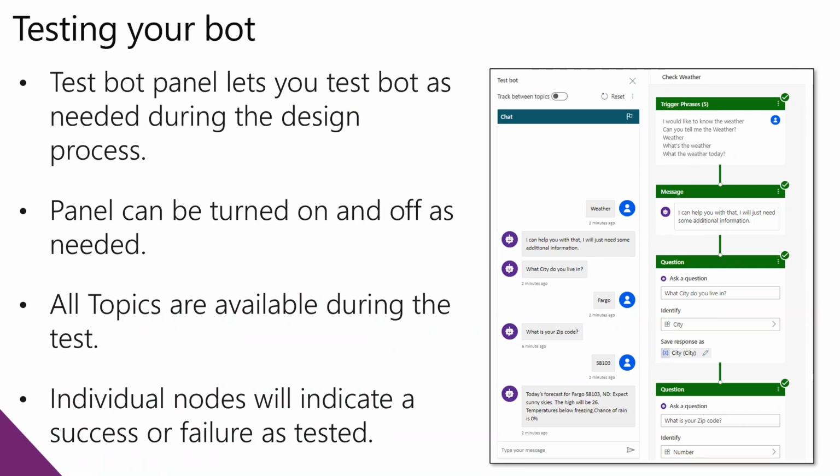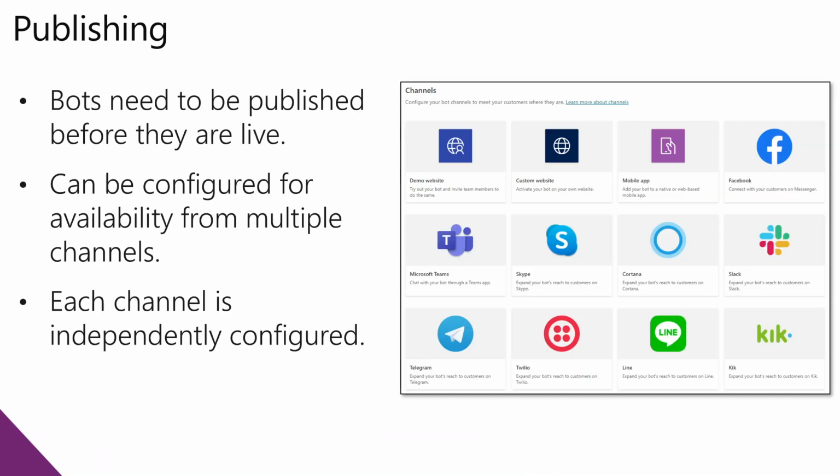There is a test bot panel right inside the interface, where you can build your topics in the authoring canvas and then test your bot. There is a toggle at the top called track between topics. As you're chatting in here, the canvas on the right hand side will dart around the different nodes and topics to show you exactly where you are in the conversation flow. It's really intuitive, really easy to understand where you are and where you're guiding the user in your conversation flow.